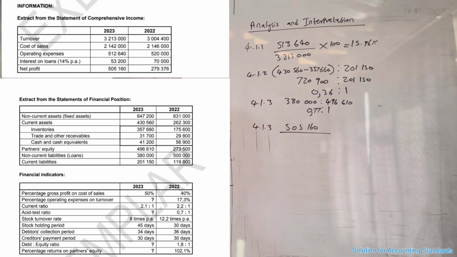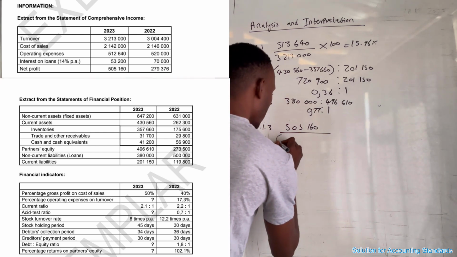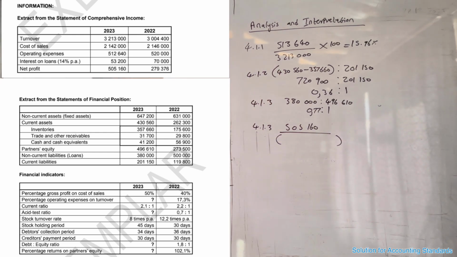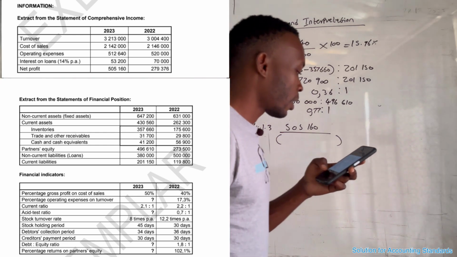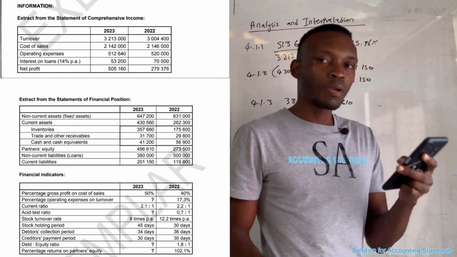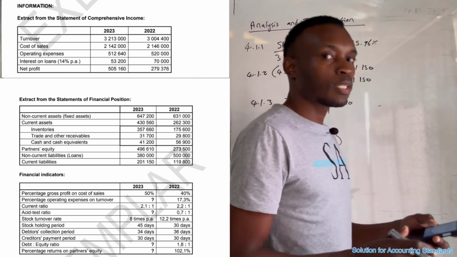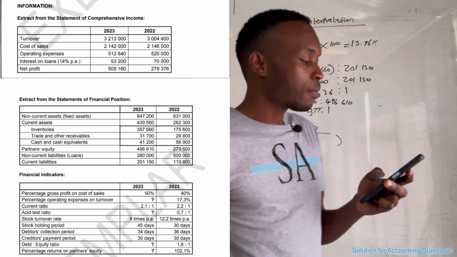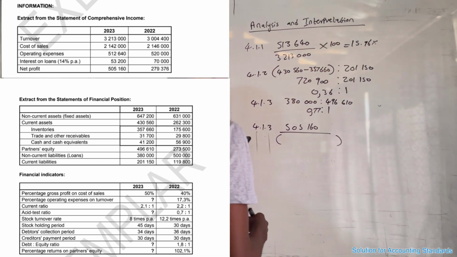Okay, now let's add up. When we say average equity, guys, well, let's look at the partners' equity. We have to check the one for last year and the one for this year. You add them together and you divide by 2. Okay, let's add them together.